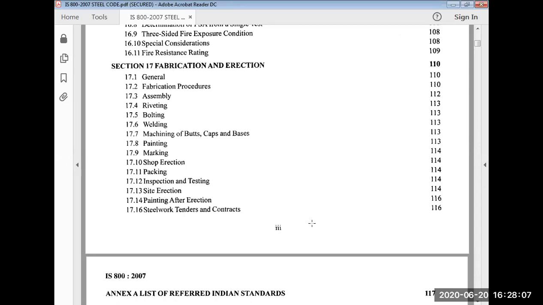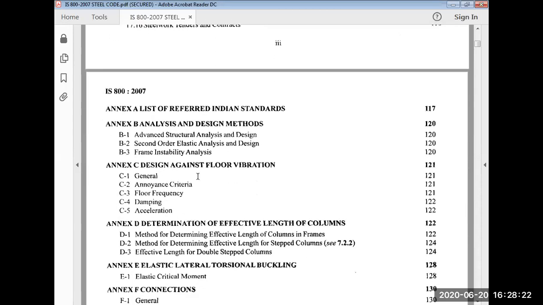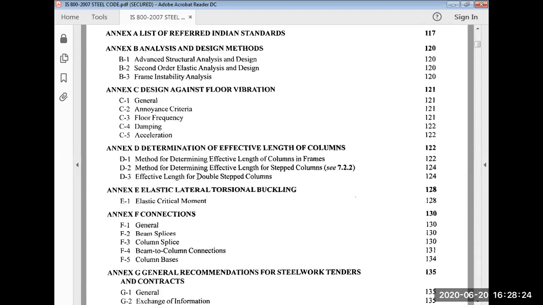Then fabrication and erection, meaning how to construct steel structure. So assembly, riveting, bolting, welding, machining, painting, marking, shop erection, all the methods of erection, how to construct, are given in this IS code. And some annexures are given, meaning some tables are given for calculating the tensile force and compression force.